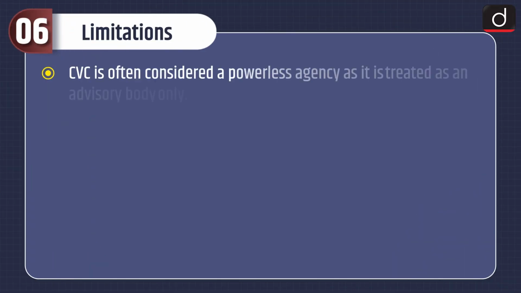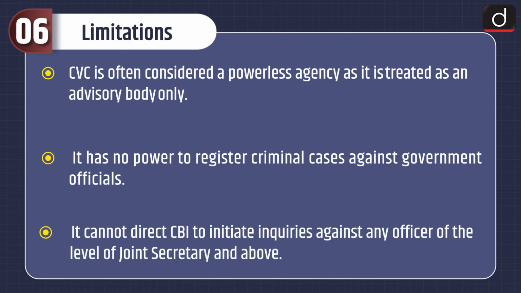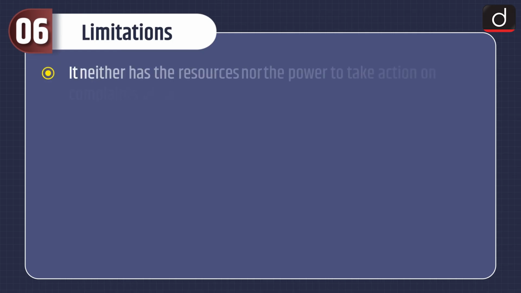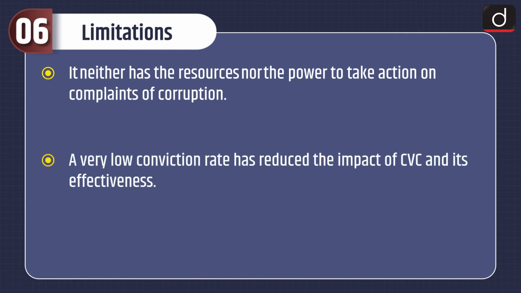Now let's discuss the limitations. CVC is often considered a powerless agency as it is treated as an advisory body only. It has no power to register criminal cases against government officials. It cannot direct CBI to initiate inquiries against any officer of the level of Joint Secretary and above. It neither has the resources nor the power to take action on complaints of corruption. And a very low conviction rate has reduced the impact of CVC and its effectiveness.